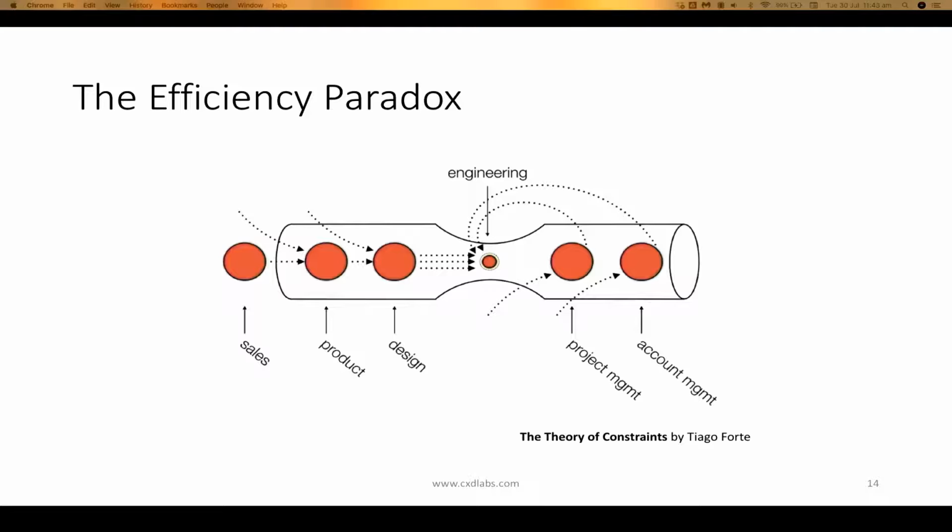Downstream we have project management and account management. Now they have less to do as well because engineering is a bottleneck. So they're like, oh no, we have to start increasing our capacity again. We want to see daily status reports. We want you to come to our progress meetings and give updates, further reducing engineering's capacity.